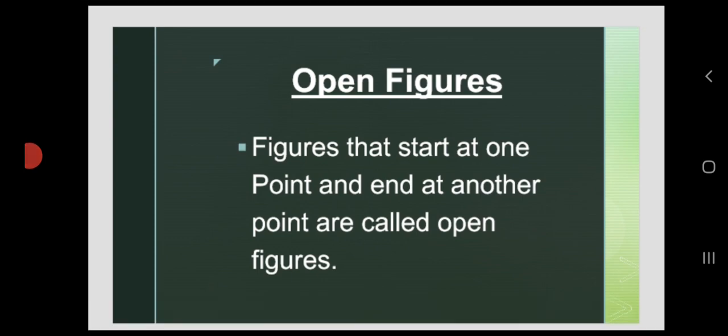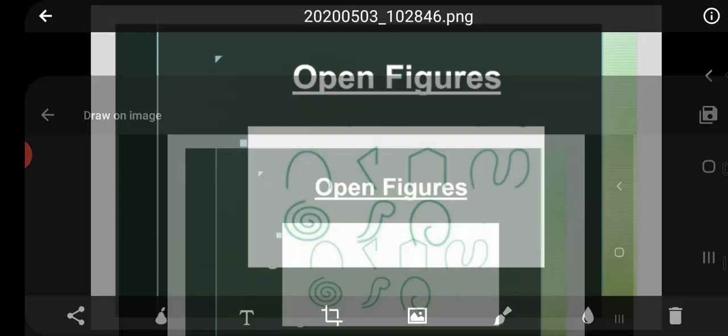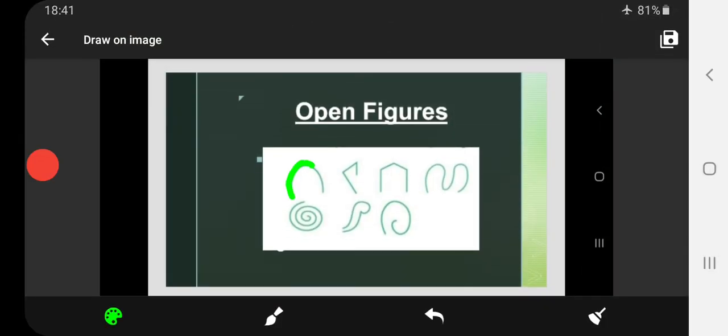Now what are open figures? The figures that start at one point and end at another point are called open figures. It means they do not have any meeting point. So let's see some of the open figures. Here, you can see the first figure starts from here and ends here. It means they are not at all meeting each other. So these are the open figures.